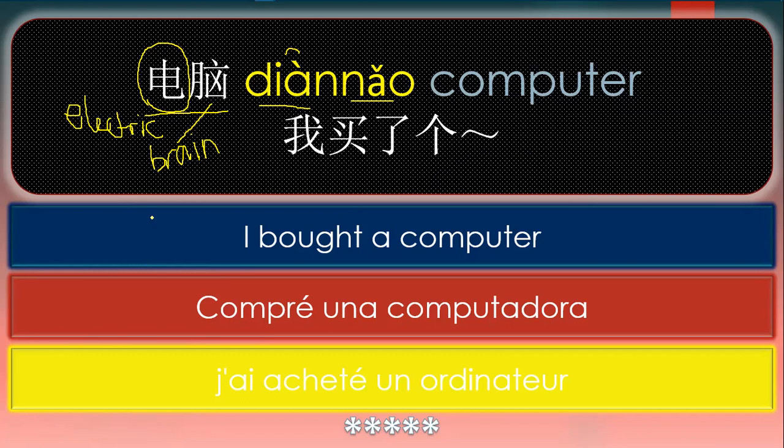So that's the computer, right? Okay, so one more time. Dien, now. Very good. Okay, so that's a computer.